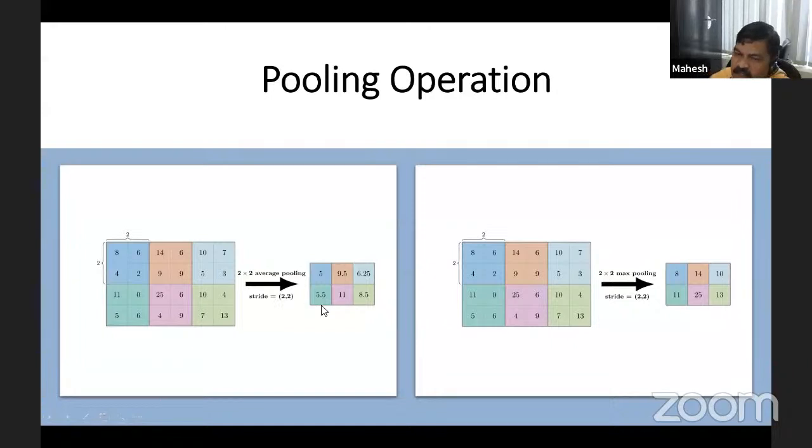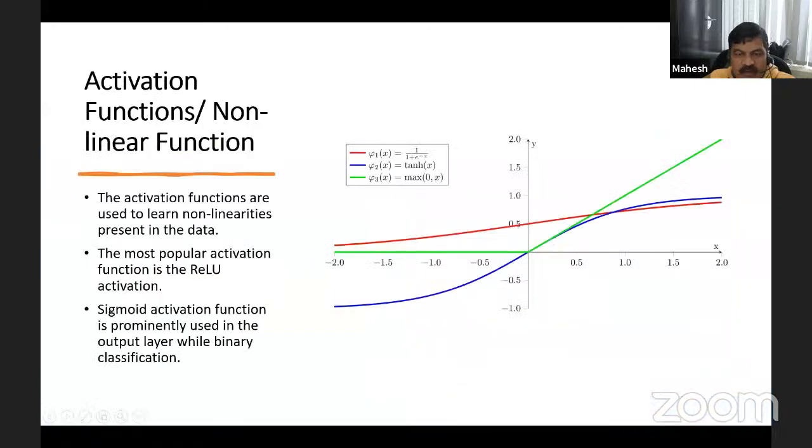What is the difference? In average pooling we will find floating numbers, fractional numbers. Usually we consider intensities as integer numbers, 0 to 255 intensity values. So that's why it's better to go for the max pooling operation. In average pooling, we have to perform another operation to round the number: 9.5 you can round to 10, or 6.25 you can round to 6, the closest integer. We have to decide the rounding technique. So this is about the pooling operation.